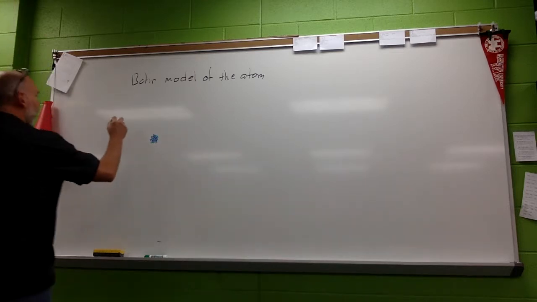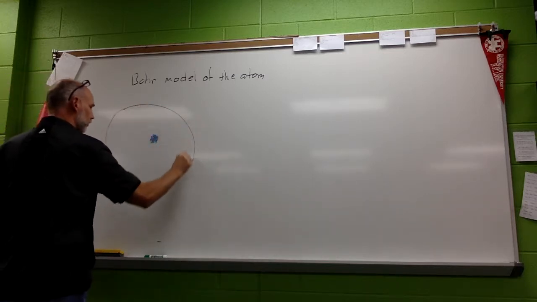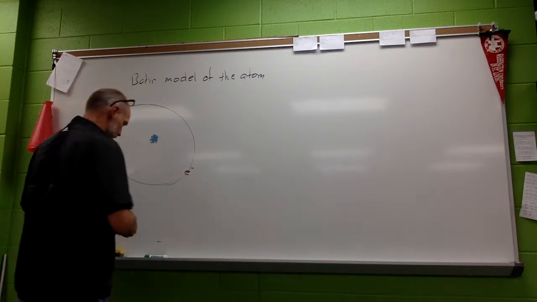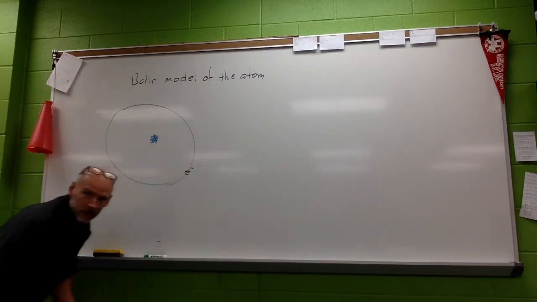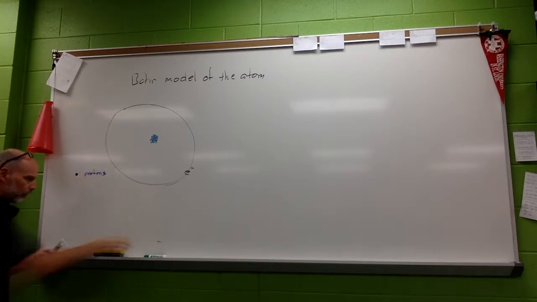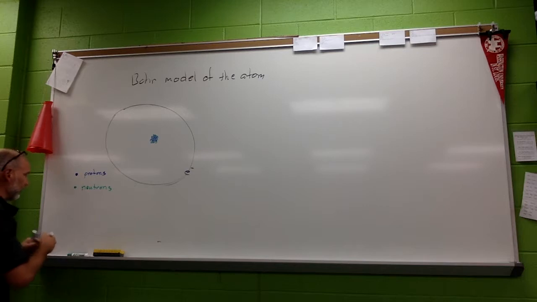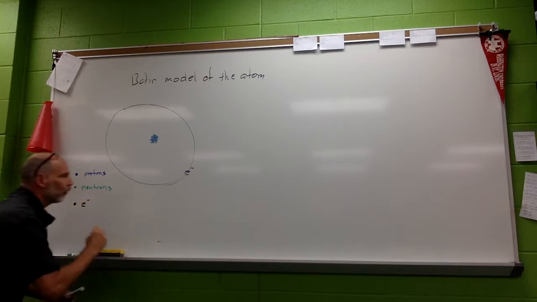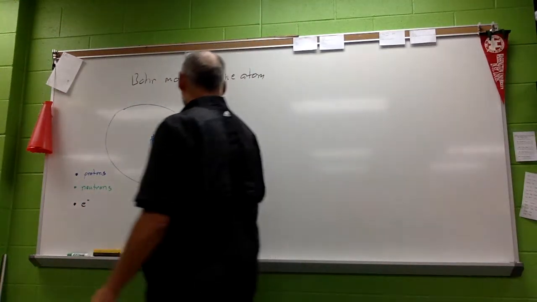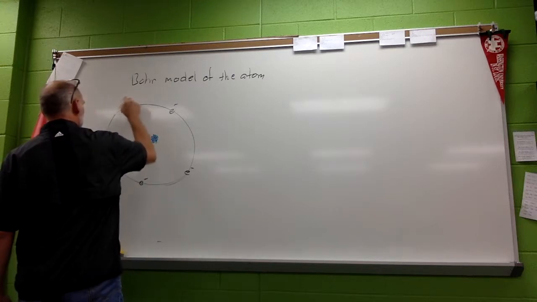Okay, so even though this is clearly not to scale, I'm going to put the electrons out here. We'll call the blue babies little protons, and the green little babies neutrons. And, of course, the little E is an electron. Now, we could have multiple electrons, yes? I think we'll have two. Well, we'll get to that.